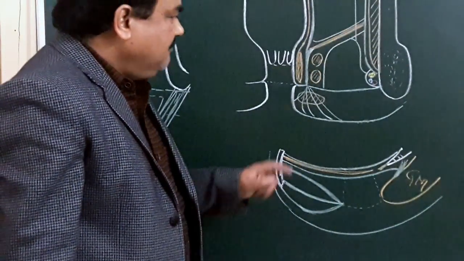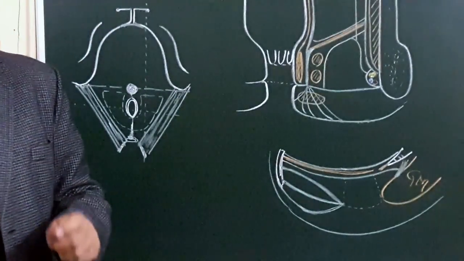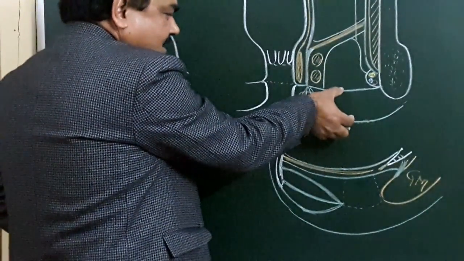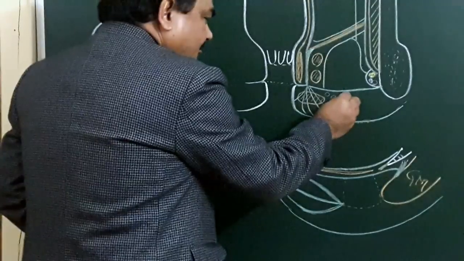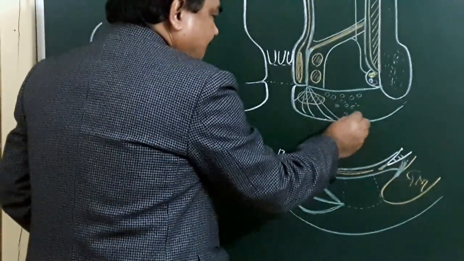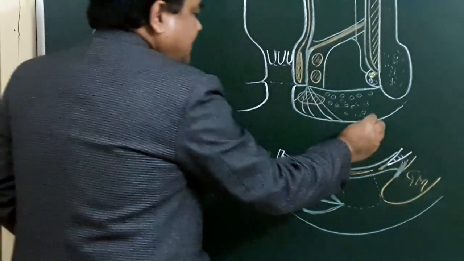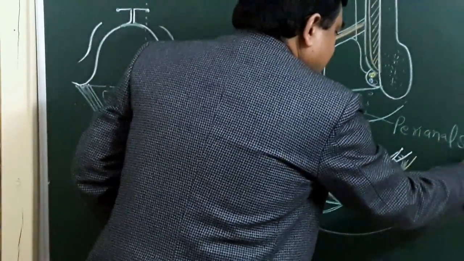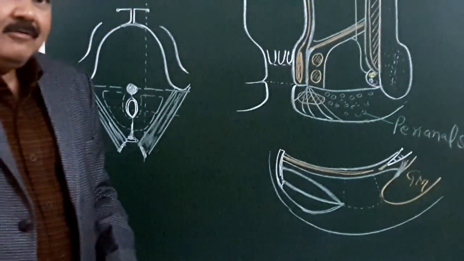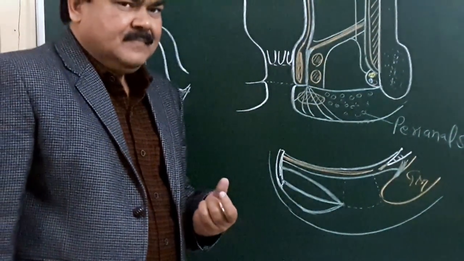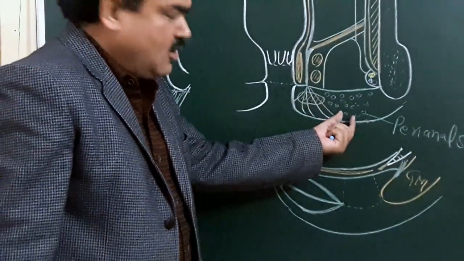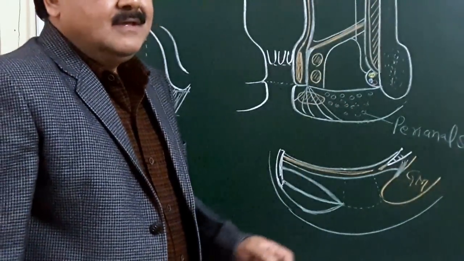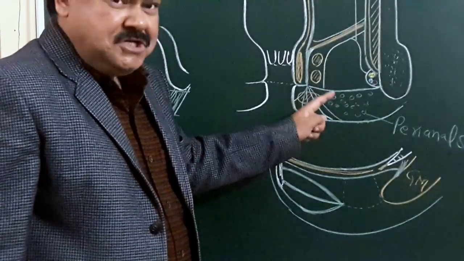Now, the division of this ischiorectal fossa. What spaces are present in the ischiorectal fossa? Here is one space. This space is filled with fat. This is the perianal space. Here, fats are present in small loculi. If this region is infected, it becomes severely painful.